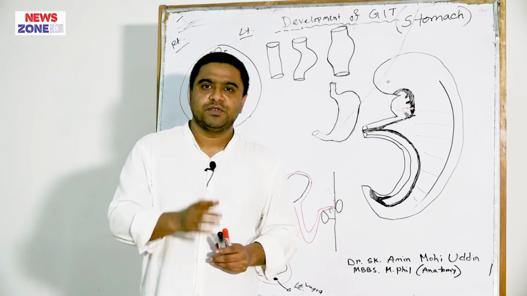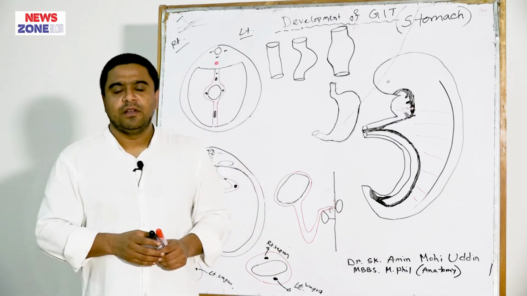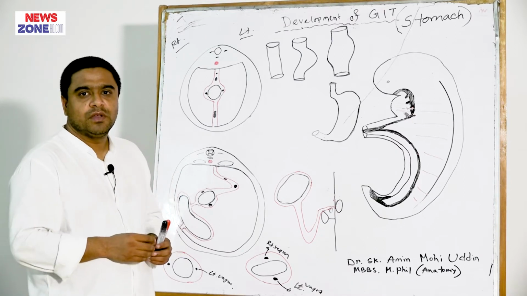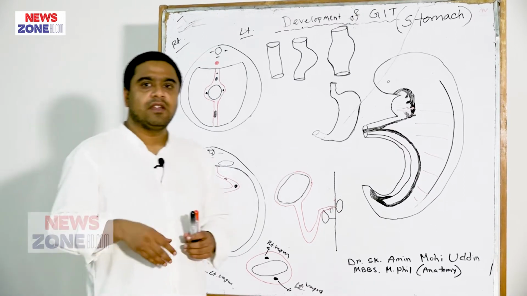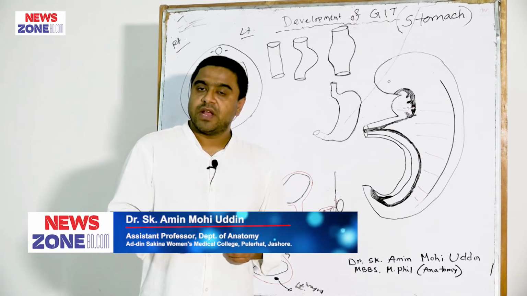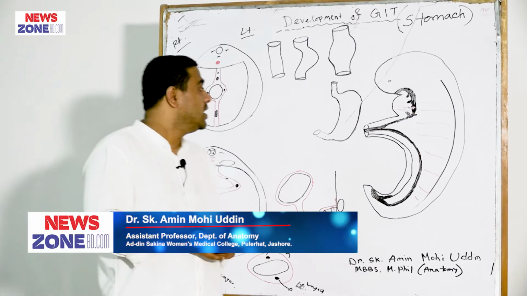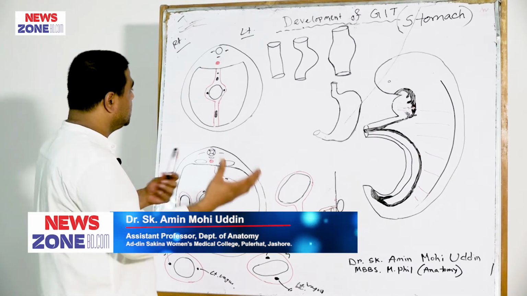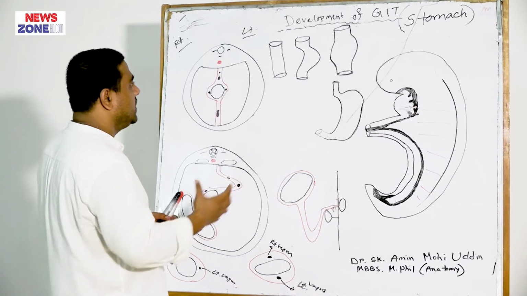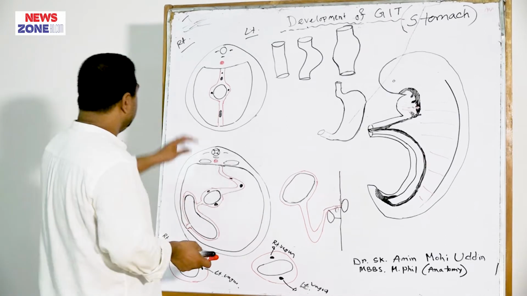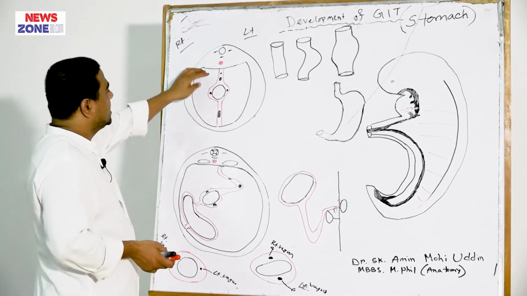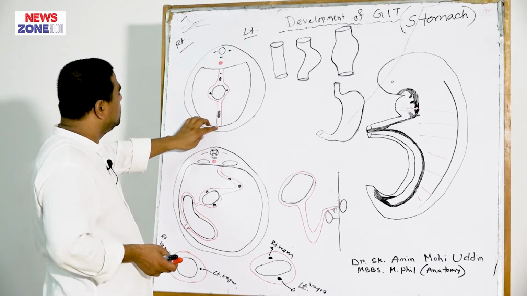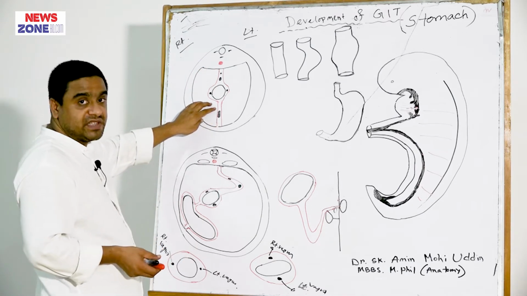In the previous session, I already discussed the rotation of the stomach, and today I am going to start the alteration and positional changes of the dorsal mesogastrium and the ventral mesentery in relation to the rotation of the stomach. We know that the stomach is suspended from the dorsal body wall by the dorsal mesogastrium and from the anterior body wall by the ventral mesentery.